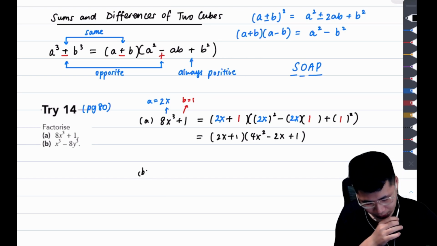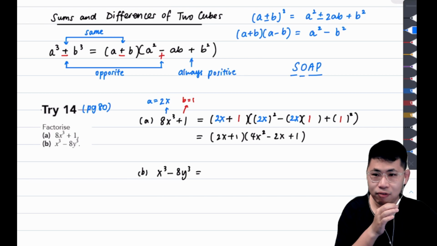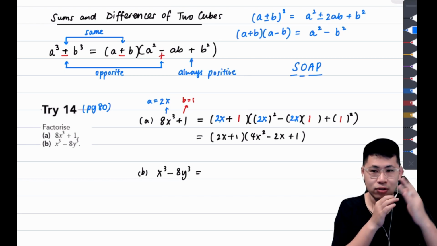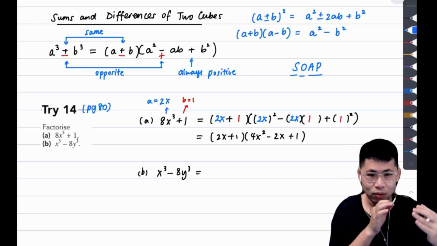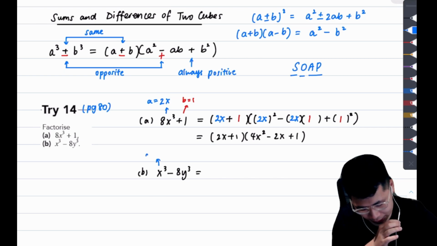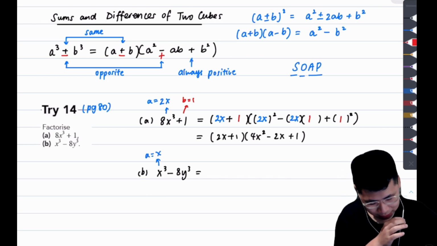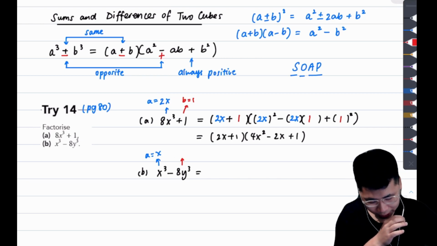Okay, B. We are going to factorize now x cubed minus 8y cubed. Here we need to identify that these are actually two cubes. We have x cubed and 8y cubed, so 8 is also another cube. So what is our A? A is going to be just x. What is our B? The cube root of 8 will be 2, the cube root of y cubed would be just y. So B is just 2y.